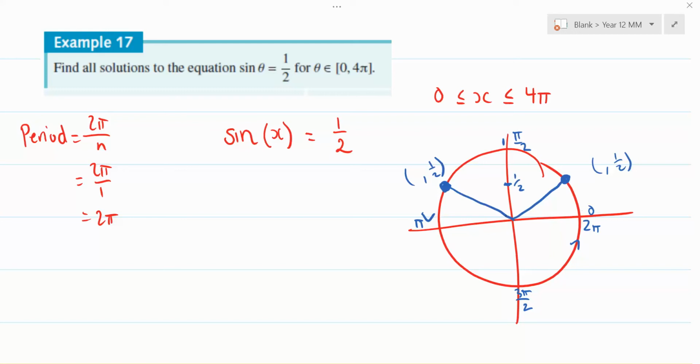Now I've only done it from 0 to 2 pi, and I can already see I've got two solutions. I've got two possible angles. I've got this angle, I've got this angle, and if I continue, that's 2 pi. And from 2 pi, I continue again, I get another angle, and again another angle. That's why it's tricky.